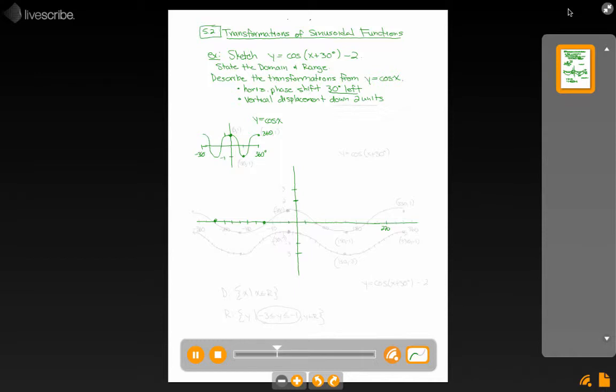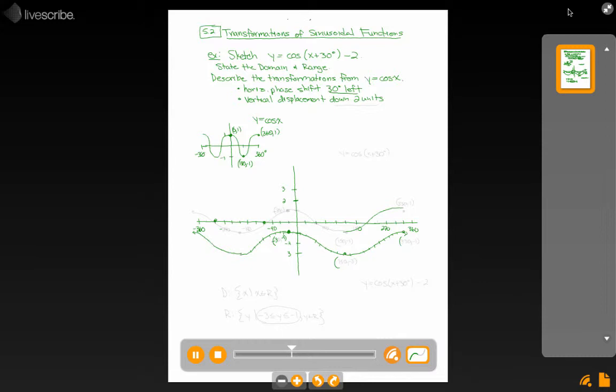It will be worth having a more accurate set of axes to go from here. So to do my graph, I've made a nice accurate set of x and y axes labeled every 30 degrees, since I want to take my graph and move it to the left 30 degrees. On the initial graph, I have a point at 0, 1. I also have a point at 360, 1, and maybe a useful point here at 180, negative 1.